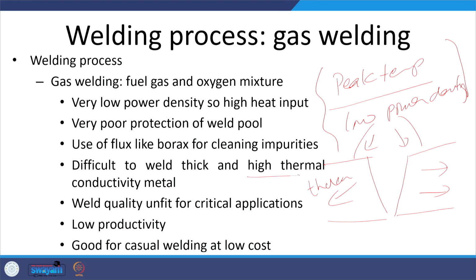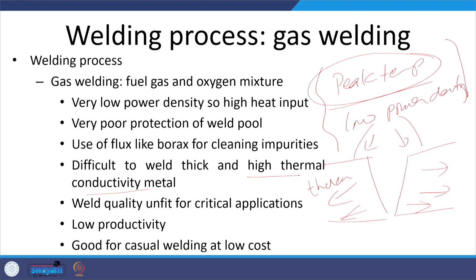Also, when the thermal conductivity of the metal is high, the heat will be dissipated rapidly from the faying surfaces to the underlying base metal, and that will make the melting of the faying surfaces difficult. And why is it happening in gas welding? Because the peak temperature is less, around 3000 to 3100, and it can be lower also, like 2400 to 2500, depending upon the fuel gas which is being used.